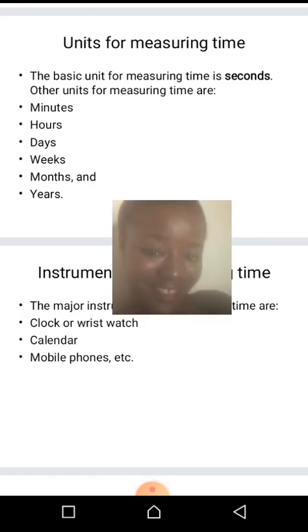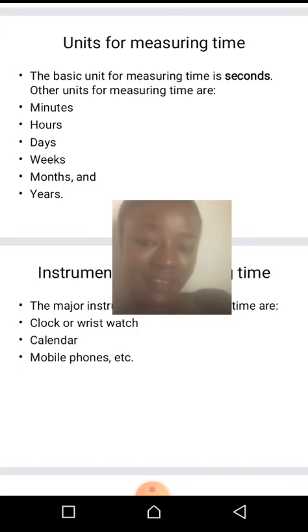Are you ready? Okay. 60 seconds make 1 minute. 60 minutes make 1 hour. 24 hours make 1 day. 7 days make 1 week. 4 weeks make 1 month. 12 months make 1 year. 10 years make 1 decade. 100 years make 1 century. Interesting, right?